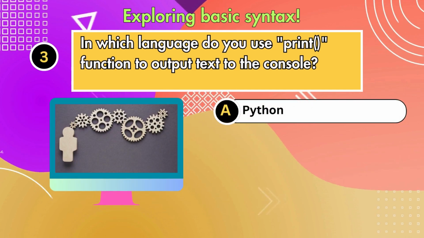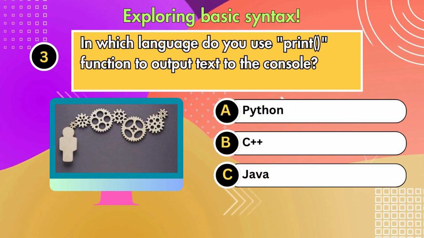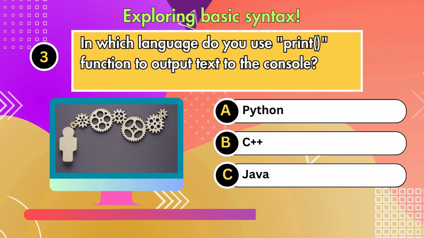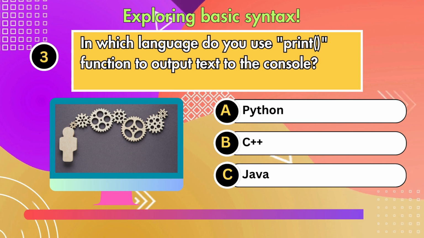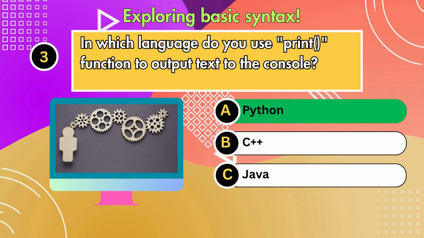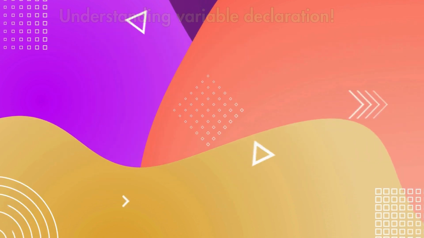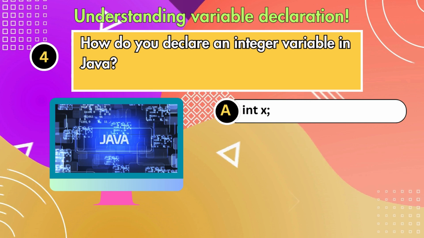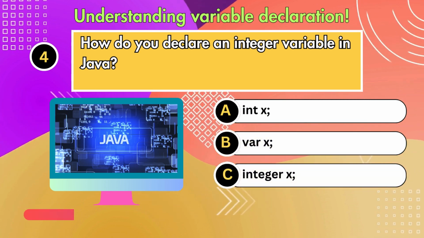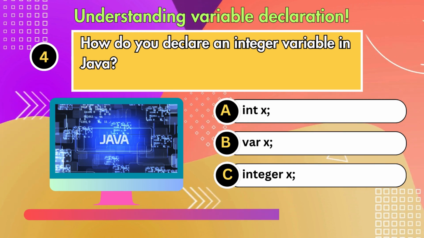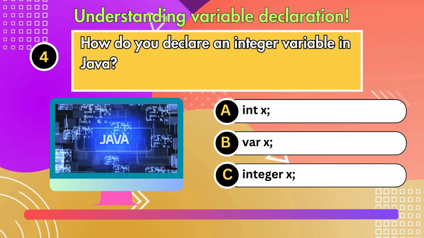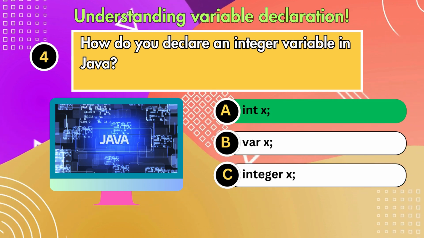In which language do you use print function to output text to the console? Answer is Python. How do you declare an integer variable in Java? Answer is int x.